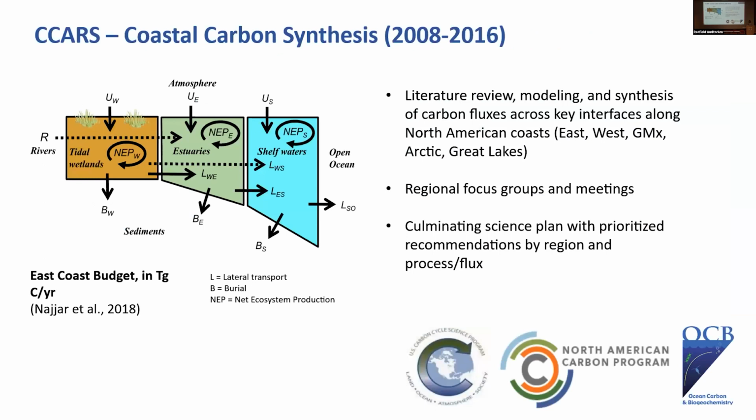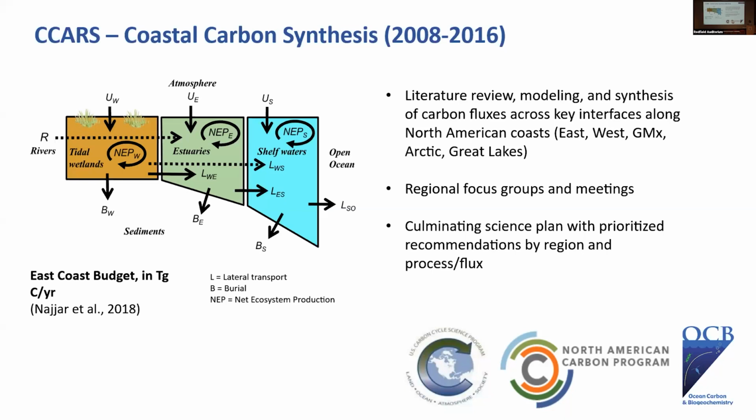There's not a lot of data around there. So we're building on previous work that has been done. We went back to the CCAR, the Coastal Carbon Synthesis, that ran from 2008 to 2016. It was a partnership between the U.S. Carbon Cycle Program, the NACP and OCB, and they did a lot of literature review from modeling and data synthesis in different regions in the U.S.